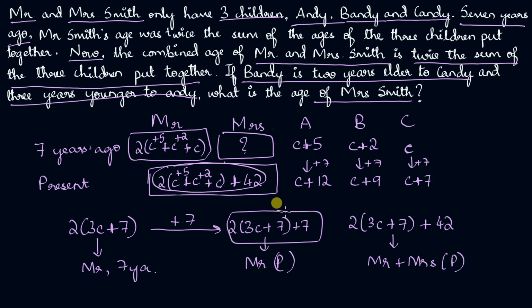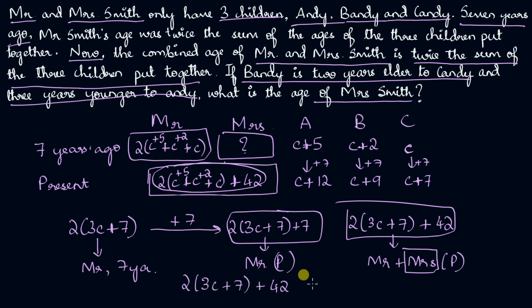Now if we subtract this from this, we are going to get Mrs. Smith's age in present. So let us do that. We have 2 times 3C plus 7 plus 42 minus 2 times 3C plus 7 plus 7. Now we see that whole thing of 2 times 3C plus 7 gets cancelled, which is wonderful. We are able to solve this equation without having to solve for the value of C, right? Now that's great. And if we look at the numbers that are left over, it is 42 minus 7, which is a simple 35. And that is the age of Mrs. Smith.